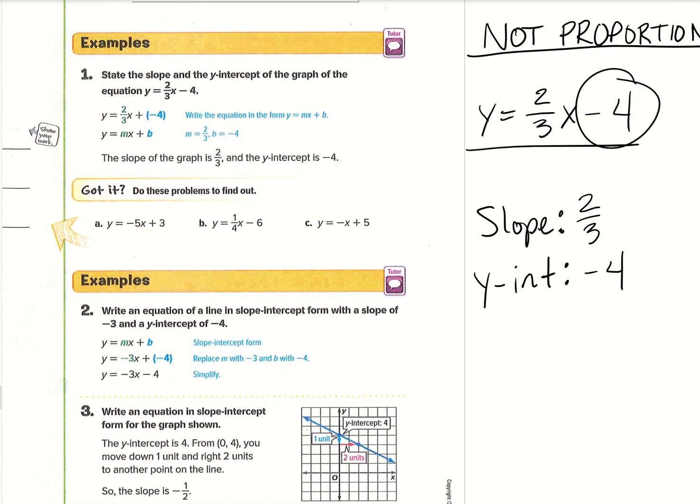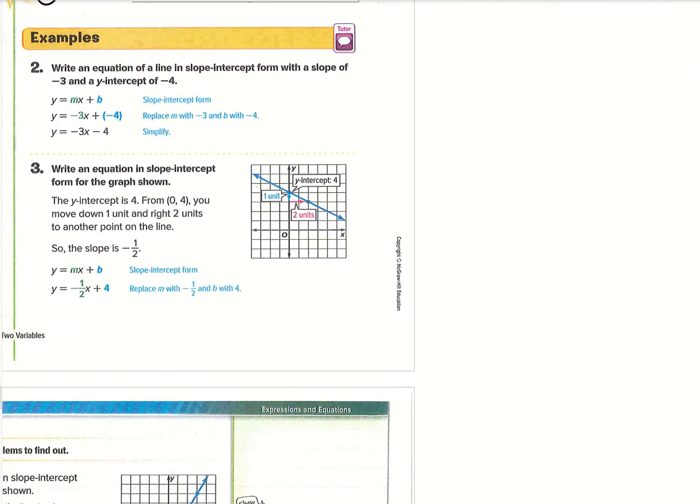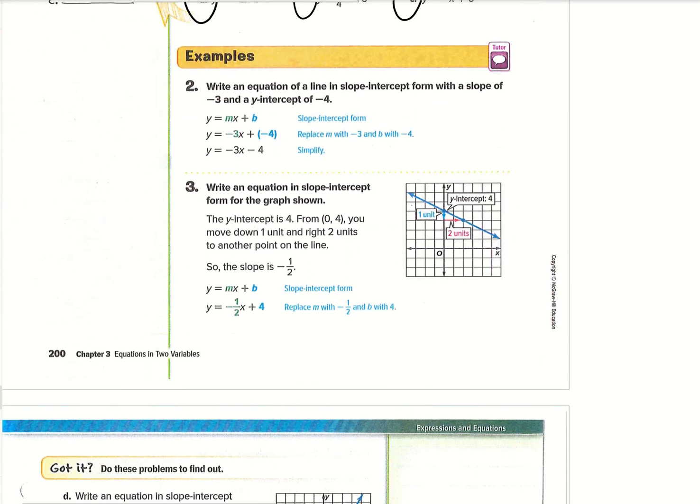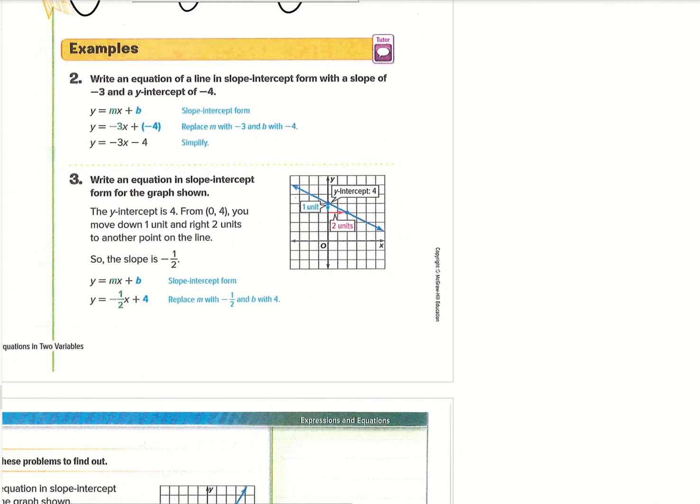Hopefully you understood those. I want you to try out got it problem A, got it problem B, and got it problem C. We're really going to make sure that we know how to do these because they are very important going forward in math. Once you've done those examples right there, we'll go ahead and move on. This is still on page 200. We're looking at example 2.